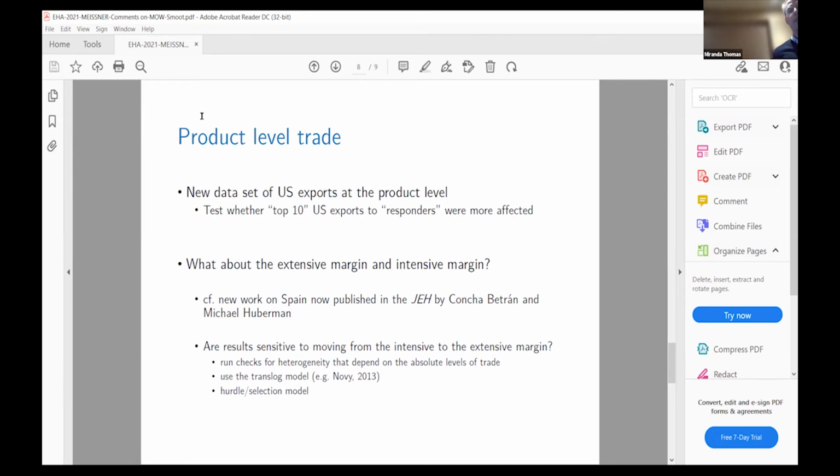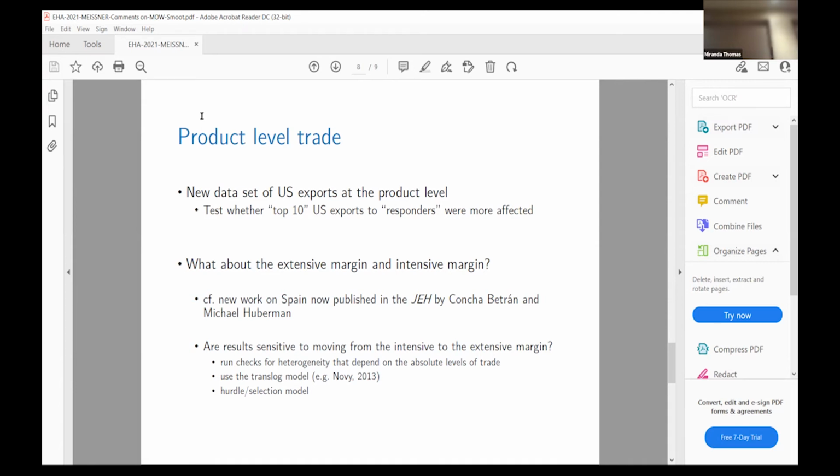New work now published in the JEH by Michael Huberman with his co-author Concha Beltran looks at Spain and finds that there's an important role for the extensive margin. So products are going out, and it's not just the total value or the intensive margin, and those are interesting margins for how we think about trade. What I would add to that is that it would be interesting, and the model's not adapted to doing that right now. And I've never really seen anything that does it.